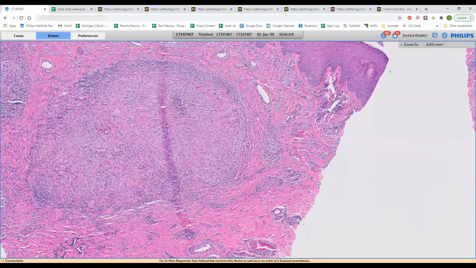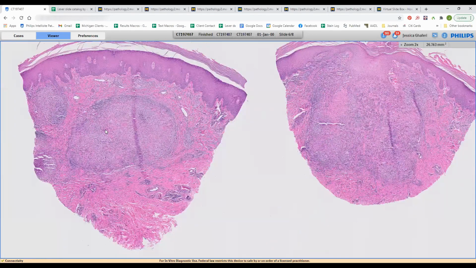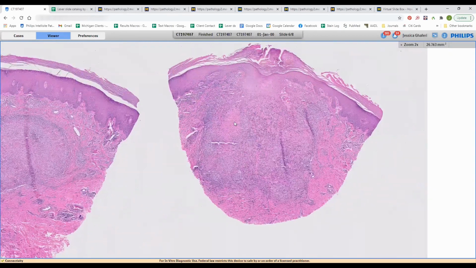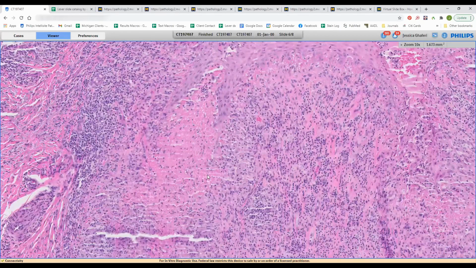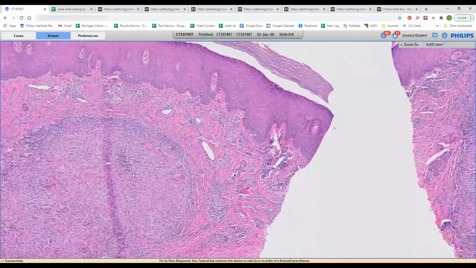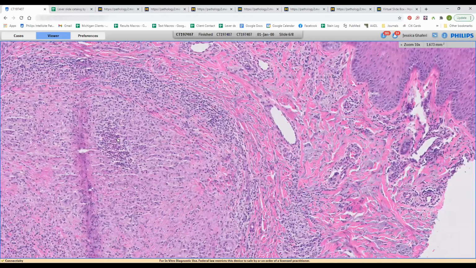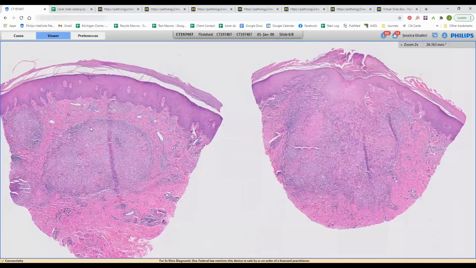So the highest yield areas to look for when you're looking for mycobacteria are in the areas of necrosis, in the areas of suppurative inflammation, so in the abscesses, and around the vessels.